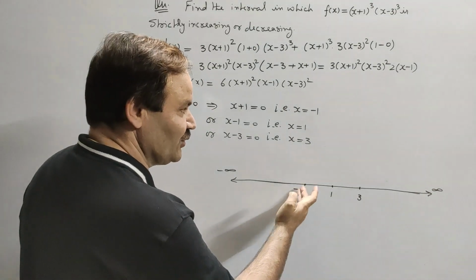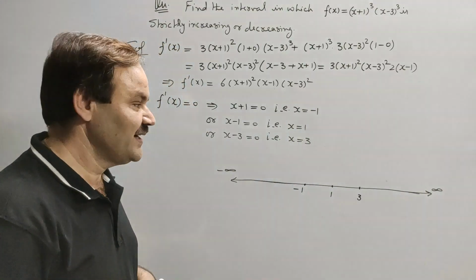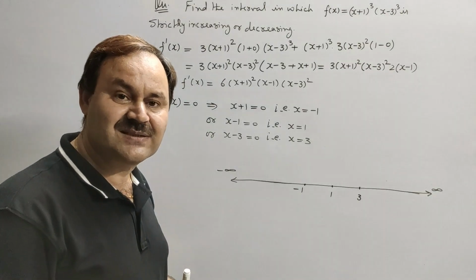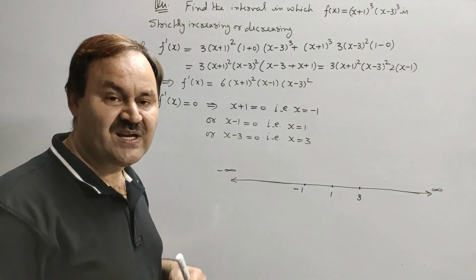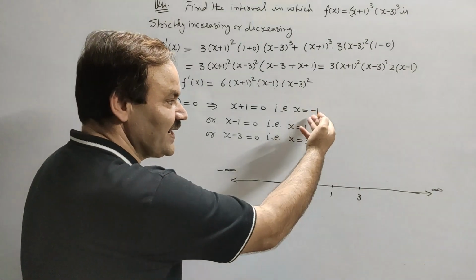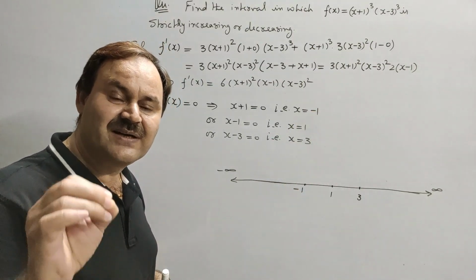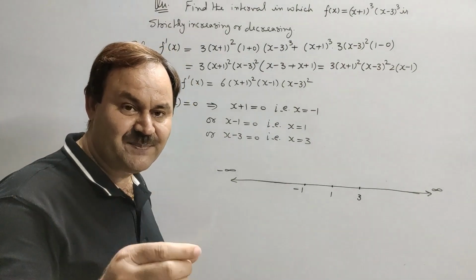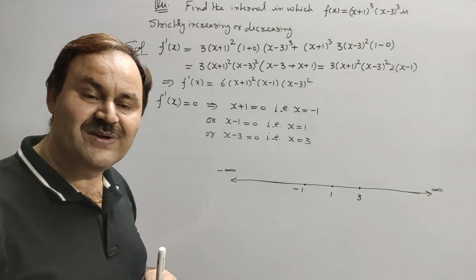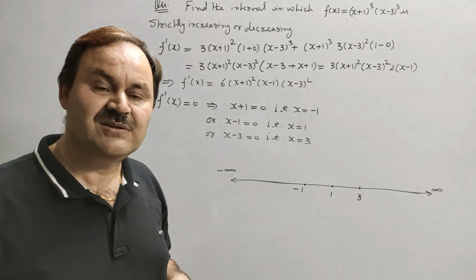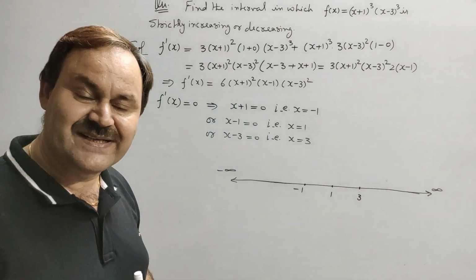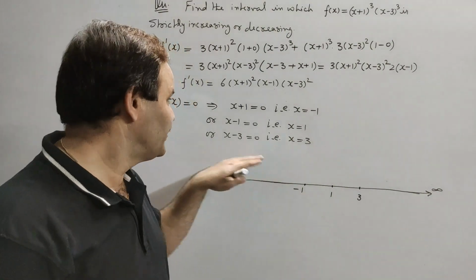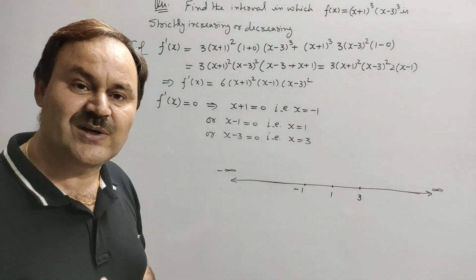Now we got 3 turning points in this case, and these 3 turning points will divide the number line into 4 segments or 4 intervals. It means in general, if there are n turning points, then they will divide the number line into n plus 1 segments or n plus 1 intervals. And now we will have to test whether the function is decreasing or increasing in all intervals that are obtained by f dash x equal to 0.